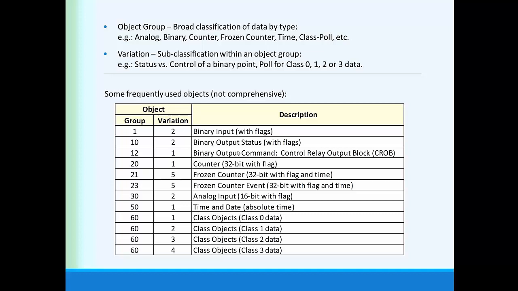But by grouping those together, when you have some combination of analogs, binaries, and counters in an instrument, you can group them into classes. And then the class 0 would be, well, I'm going to talk about static and event data here in a second, but basically your object 60 is the class data, which basically says for the class of device that you are, give me that data.